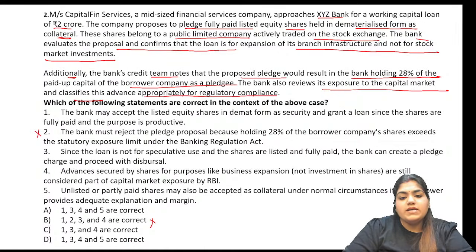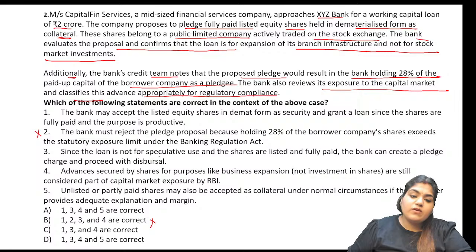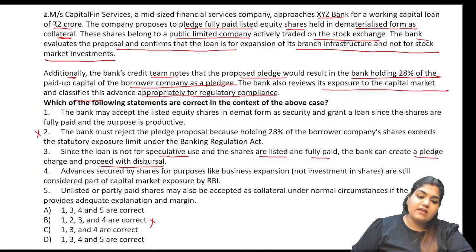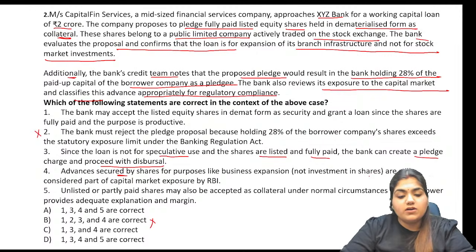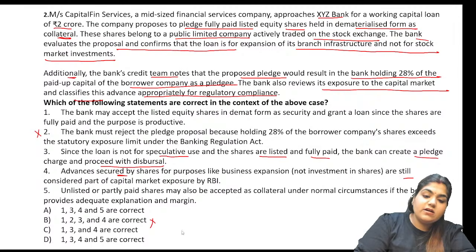Statement number 1 is correct. Banks can provide loans against demat securities, demat shares. Statement number 3 is also correct because since the loan is not for speculative use and the shares are listed and fully paid, the banks can create a pledge and proceed with the disbursal. Yes, banks can. Advances secured by shares for purposes like business expansion are still considered part of capital market exposure by the RBI. Yes, it is considered a capital market exposure. Statement number 4 is also correct.